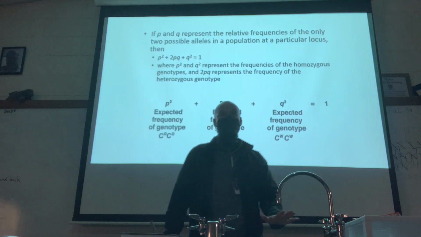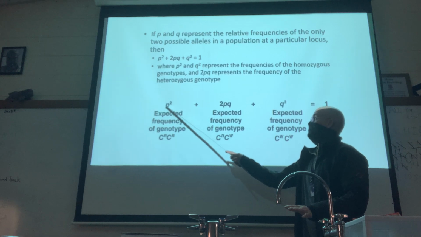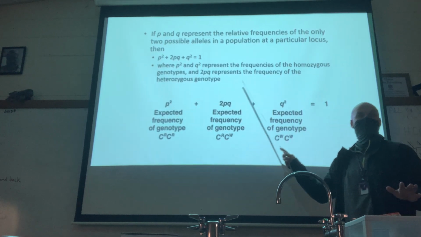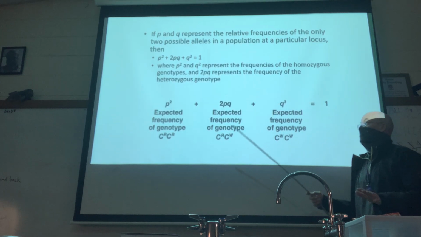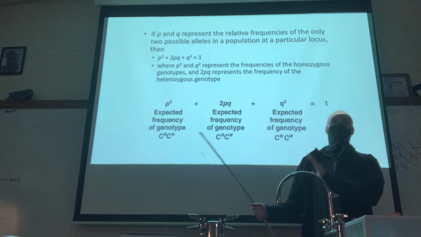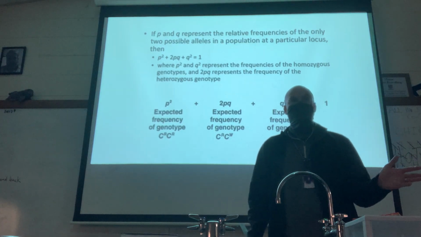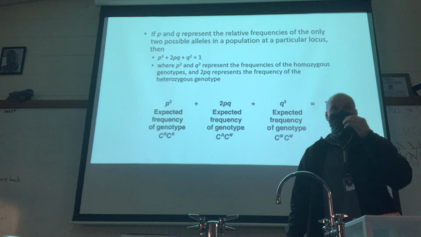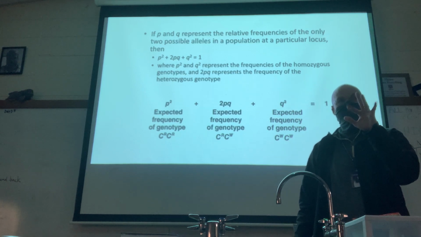What I really want you to focus on is this equation. P squared plus 2pq plus q squared is 1. This is the Hardy-Weinberg equation. There's a great chance there will be a question about it on the AP exam. And you will have questions about it on the test.